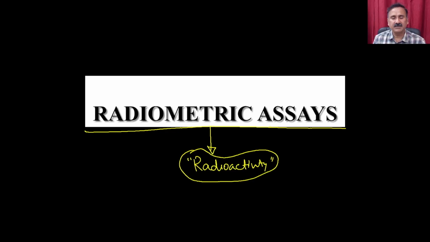So for example, when you are doing radiometric assays, you always have to wear the radioactive badges, right? And you should also use lead walls and other kinds of shields, so that you can protect yourself while you are doing radioactive assays. So as the name suggests, radiometric assays means you are going to use radioactivity.